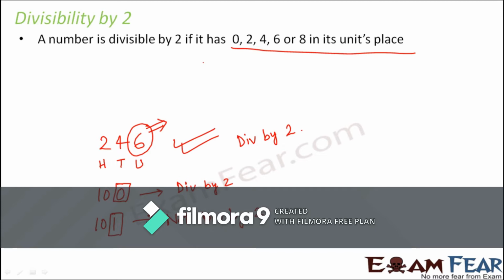It's pretty simple, right? You do not need to do anything. You just need to look at the units digit. If the units digit is either 0, 2, 4, 6 or 8, then it is divisible by 2. Otherwise it is not. So it is as simple as that.